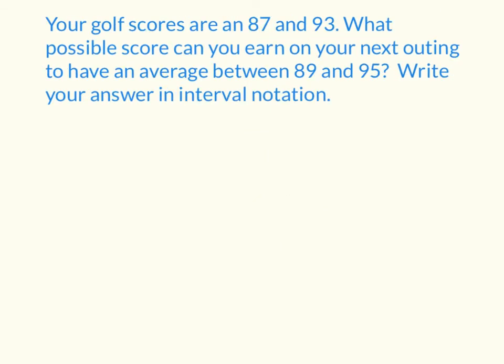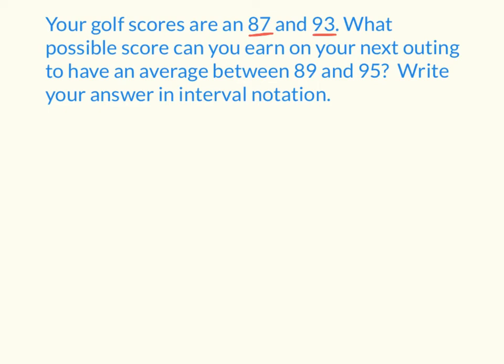Lastly, your golf scores are an 87 and a 93. What possible score can you earn on your next outing to have an average between 89 and 95? Write your answer in interval notation. Okay, so here's a score, here's a score. We're going to figure out what is the next score.